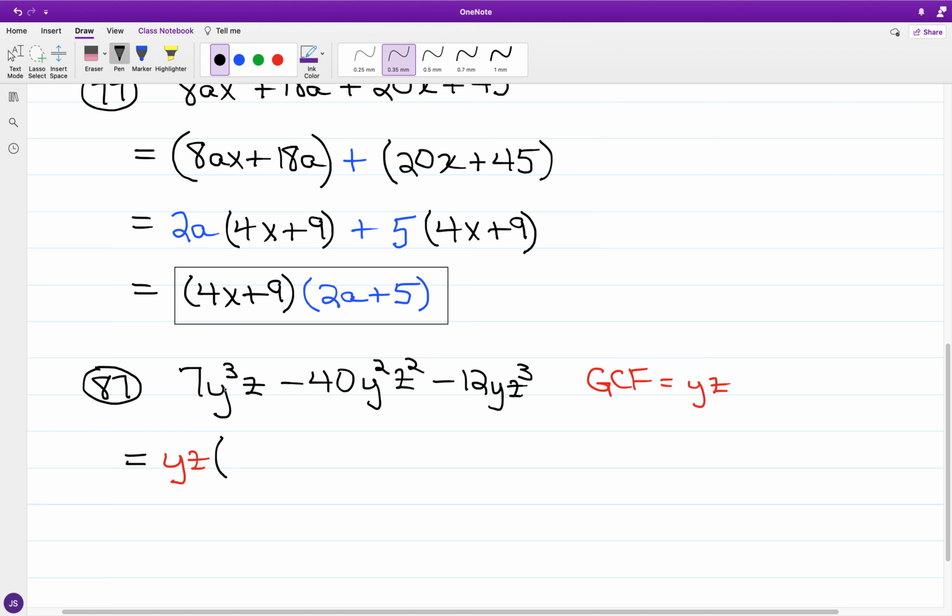And yz into the first term, so this would be 7 y into y cubed is y squared. We already had the z taken care of. And then into the next term, we have negative 40, and we have y, z will go into z squared, z times. And for the last term, we have negative 12. Now y will go into itself one time, and then we have z into z cubed becomes z squared.